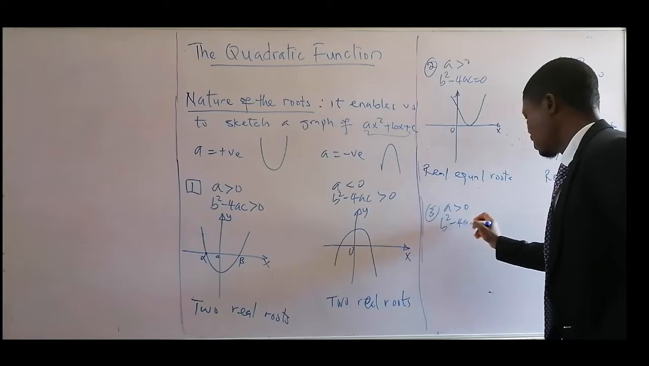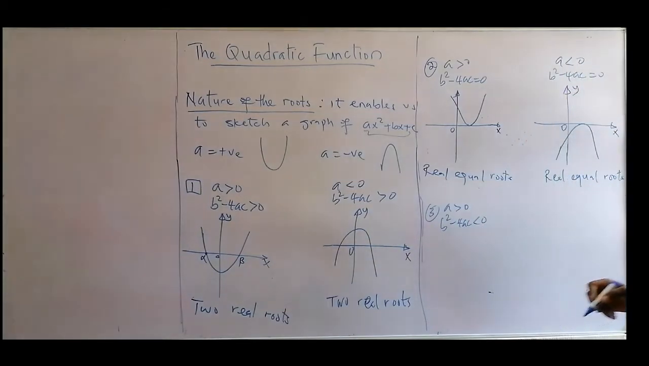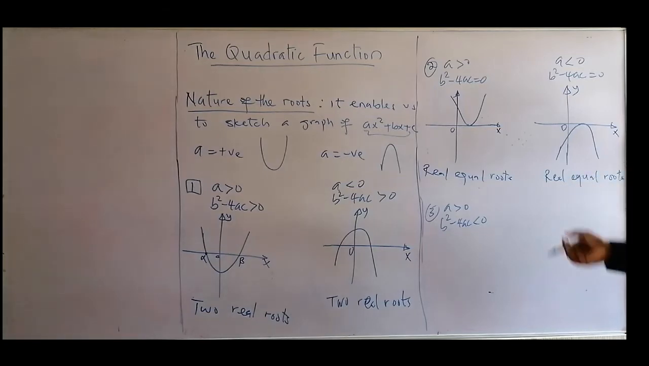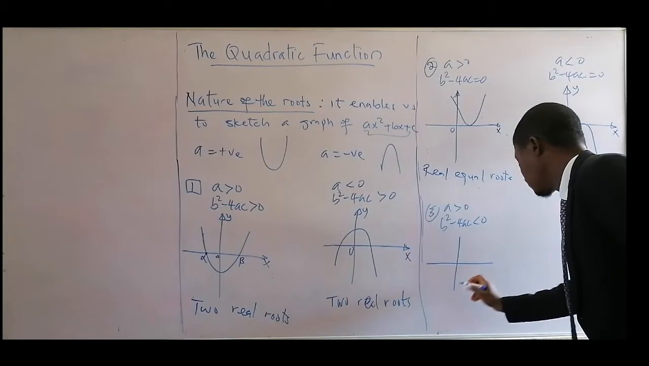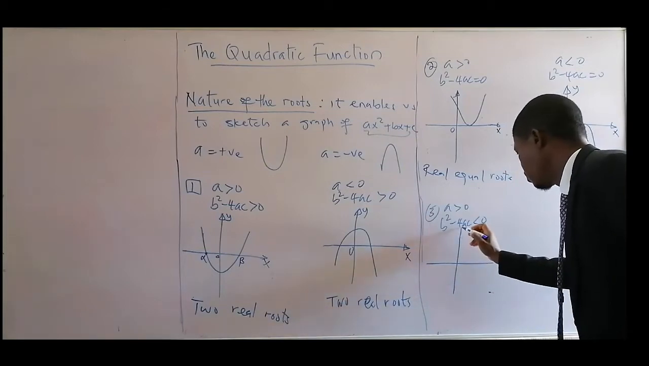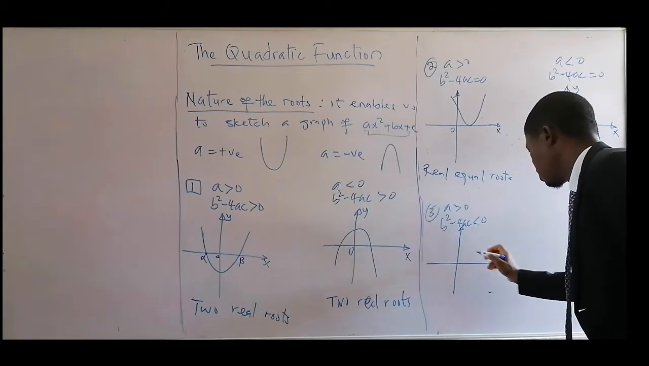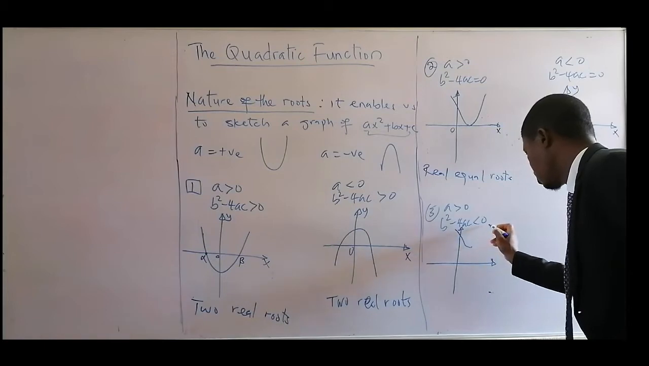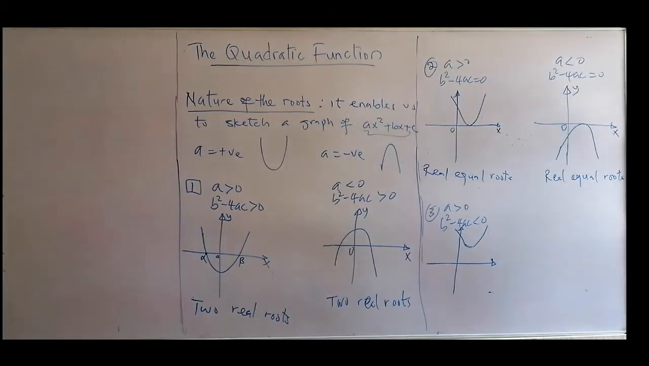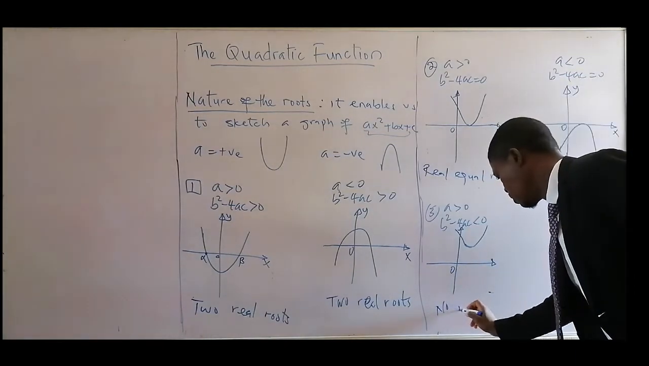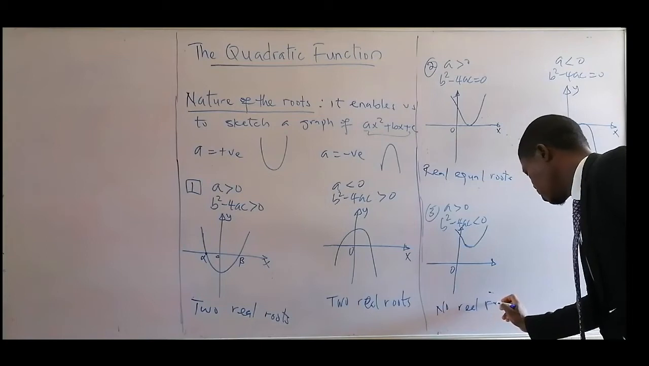Finally, the third one: a is greater than 0 and the discriminant is less than 0. So this is why you have no real roots. In that case, you have a complex number. So you have this format of the graph and no real roots. The graph is not going to touch the x-axis. This is your origin. So no real roots.